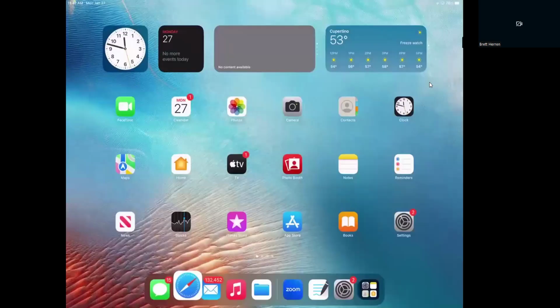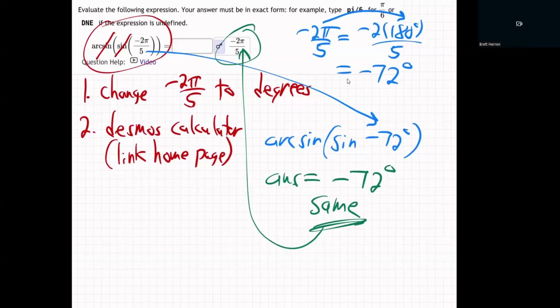So back to the question. Again, arc sine is actually sine inverse. There are two ways of saying the same thing. It comes out the same, minus 72, but you've got to give the answer in radians. You have to, it says right here, must be an exact form like pi over 6 or something. So there we go. That's how you do that.